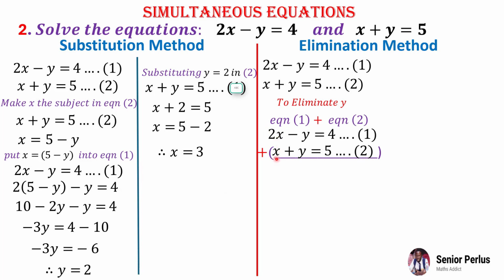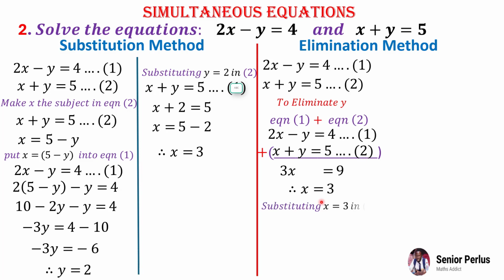So if I add equation 1 and equation 2, the y will go. So 2s plus s, you get 3s. The negative y plus y, it will go. That's why we said that we have to eliminate y. So we get 3s equals what? 9. Because 4 plus 5 is 9. Good. Therefore, our s is 3. If you divide both sides by 3, you get s equals 3.